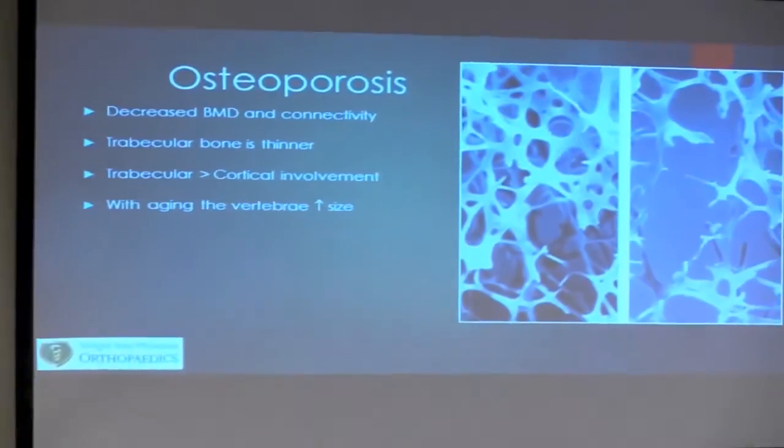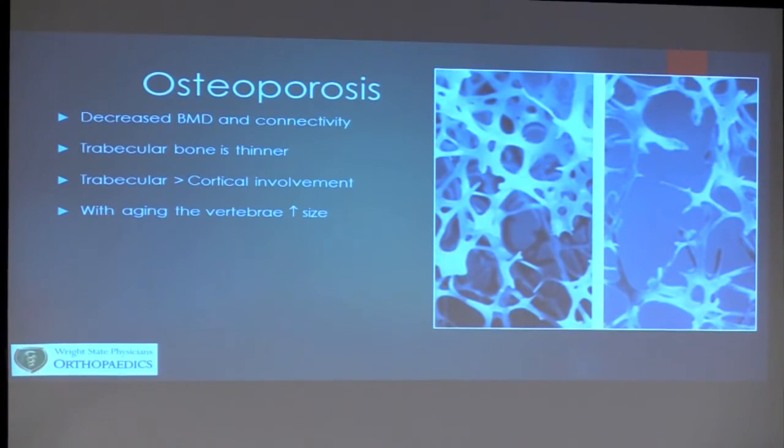So osteoporosis, decreased bone mineral density. Bone mineral density is just a way that we use of measuring bone mass. The trabecular bone, as you can see, this is normal on this side, this is osteoporotic. It has lost its interconnections. And what the body does over time to try to account for this is enlarge the vertebrae. So the vertebrae tend to enlarge in size, and that's one of the ways of trying to counter the reduction in strength.